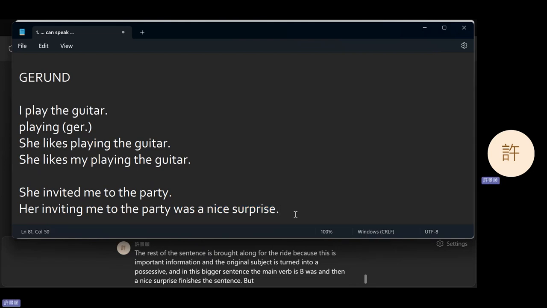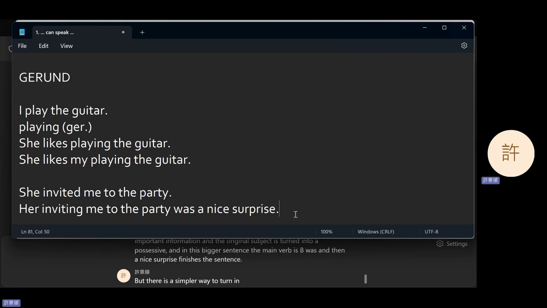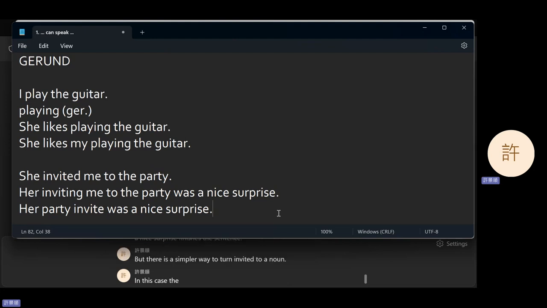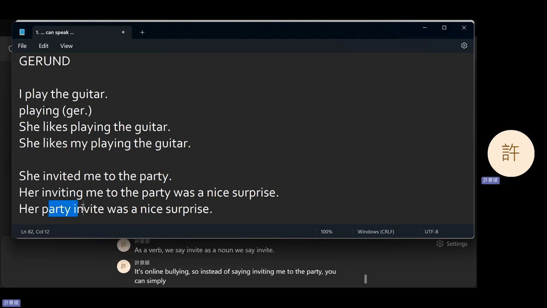But there is a simpler way to turn invited into a noun. In this case, the word invite itself can be a noun. As a verb, we say invite. As a noun, we say invite. 重音不一样. So instead of saying inviting me to the party, you can simply say party invite. Or if you are old-fashioned, you can say invitation.